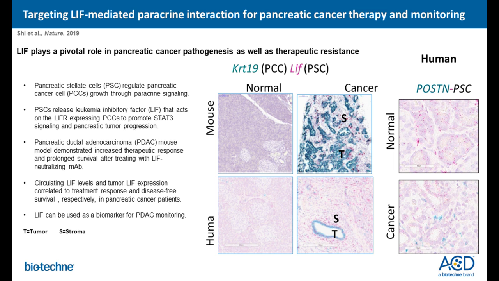As you can see here, they have compared the expression of LIF and keratin 19 between normal and cancer tumors. And you can see that keratin 19 has been used to mark the tumor cells, and LIF is expressed predominantly in the stroma, suggesting that LIF is not expressed by the tumor cells, but by a population of cells called the pancreatic stellate cells, which are present in the stroma and are secreting LIF. So any potential effect that LIF has on the cancer cells is a paracrine effect and not an autocrine effect.